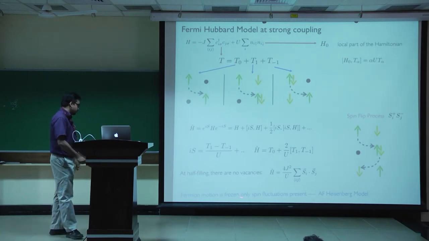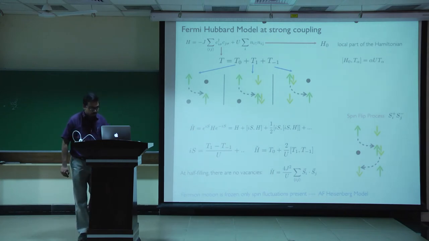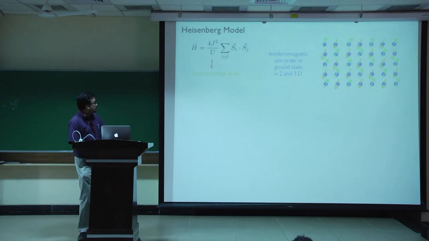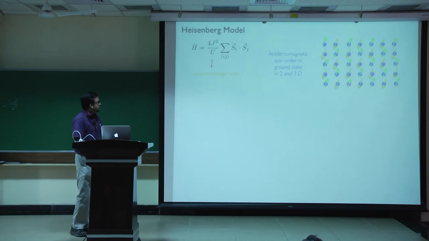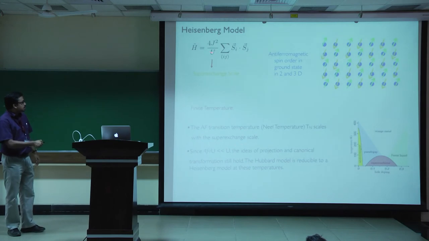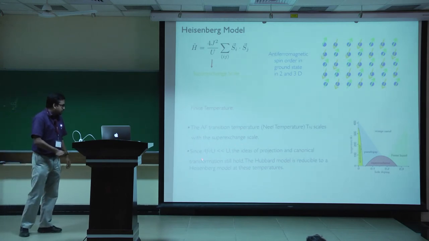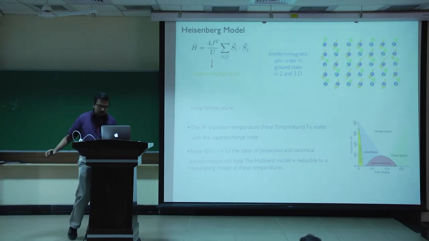So fermion motion is frozen, as we said. However, spin fluctuations are present, so you get an antiferromagnetic Heisenberg model. And that's the reason, if you go down in temperature at half filling, you will get a Néel antiferromagnet with the scale T_Néel governed by the superexchange scale 4J²/U. And at finite temperature, there's a transition governed again by this scale. And since this scale is much less than U, the whole idea of projection and so on holds at finite temperature. So this idea of generating the Heisenberg model still holds.